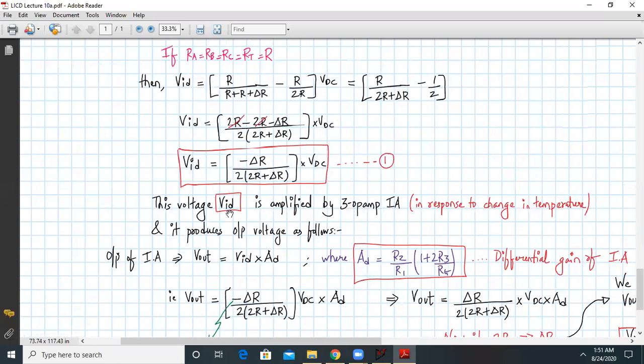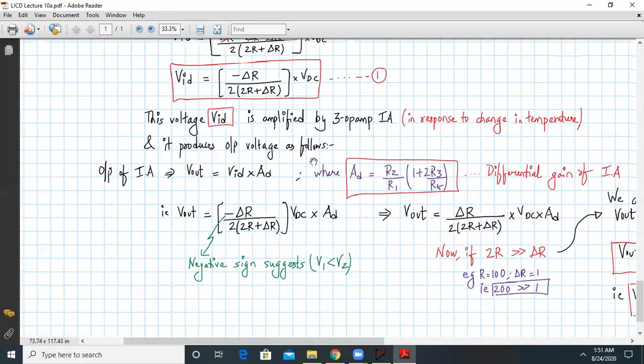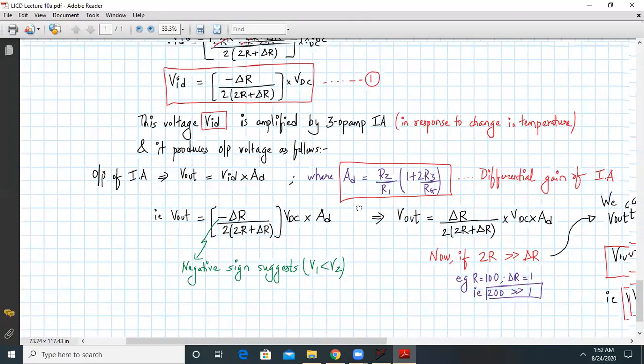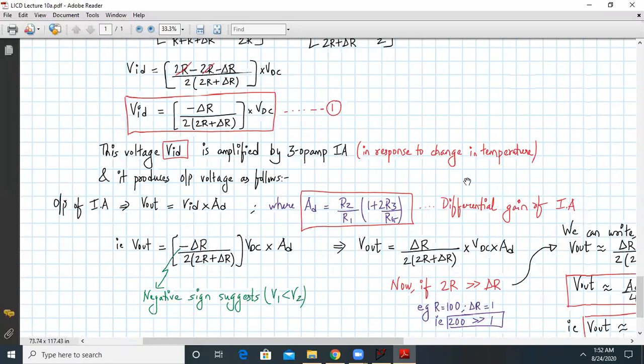So this voltage VID is amplified by the 3 op-amp instrumentation amplifier in response to the change in temperature, and it produces the output as follows. We know that the output of the instrumentation amplifier is given by Vout equal to AD times (V1 minus V2), where AD is the differential gain of the instrumentation amplifier given by the formula R2 upon R1 into (1 plus twice R3 upon RG). Now, the instrumentation amplifier topic is already covered. If you are unfamiliar, please refer to the video of the instrumentation amplifier first.